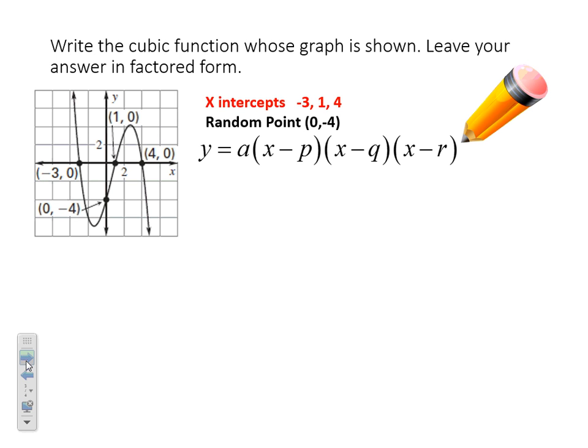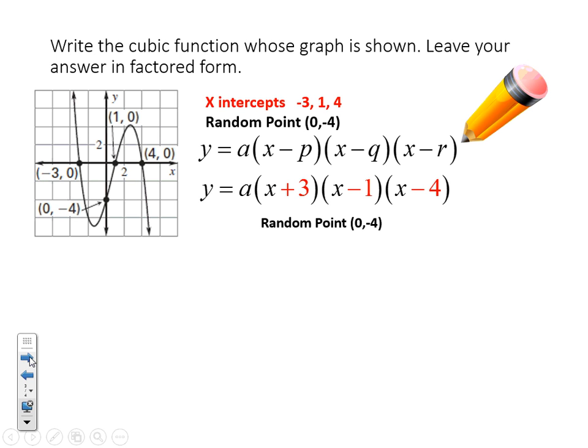If I need a solution at -3, then one of my factors has to be x plus 3. If I need a solution of 1, then one of my factors has to be x minus 1. And if I need a solution of 4, then my factor has to be x minus 4. So first I'm plugging in that x-intercept information. After that, we go to our random point. Our random point was (0, -4). The 0 is the x and the -4 is the y. So everywhere in that formula we have an x and a y, we're going to plug those numbers in.